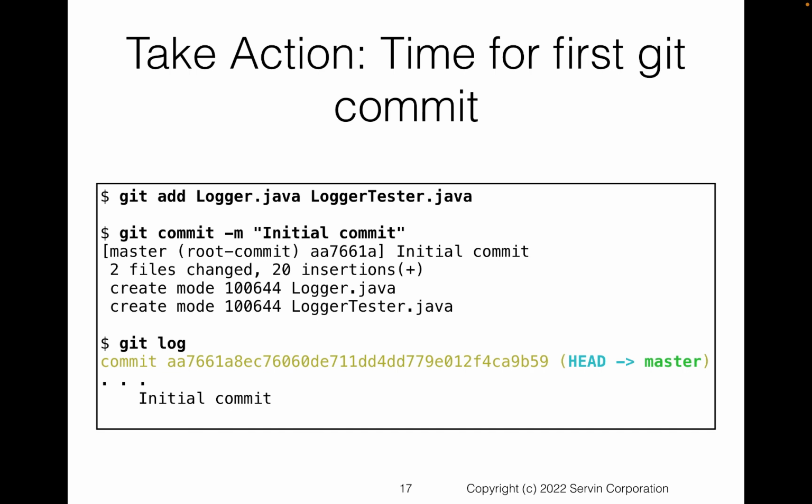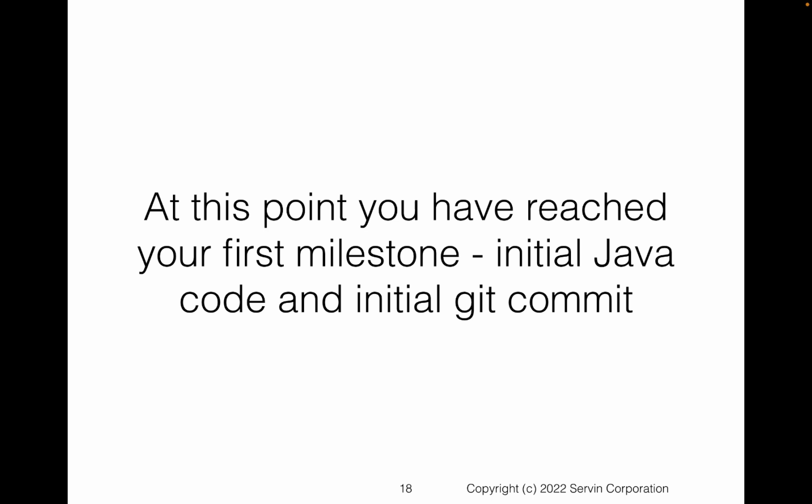Okay, so at this point we've got our commit, and then just to show, if you do git log, it'll show, yep, you've got an initial commit. Notice that long number, AA766, that's a unique number given to your commit. So if you ever needed to refer to it, you've got a unique ID associated with it. Okay, at this point you've reached your first milestone. That is, you've got your initial Java code and you've got it in the initial git commit.